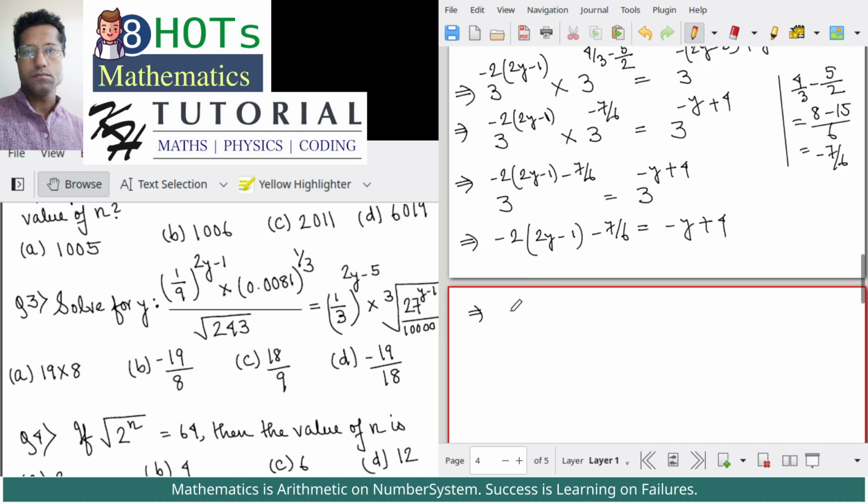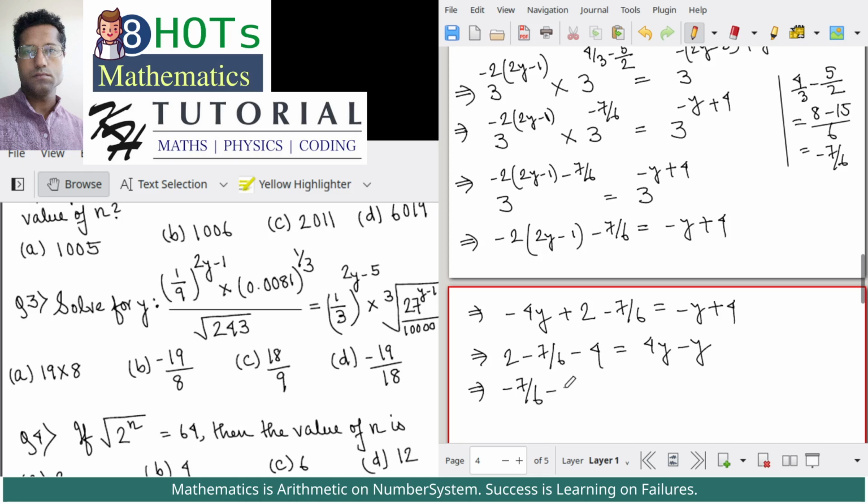Simplifying the LHS, we have minus 4y plus 2 minus 7 by 6 is equal to minus y plus 4. Okay. Now bringing all the y terms to the right hand side and all the constants to the left hand side, I have 2 minus 7 by 6 minus 4 is equal to 4y minus y. So this implies, simplifying the LHS, we have minus 7 by 6 minus 2 is equal to 3y.